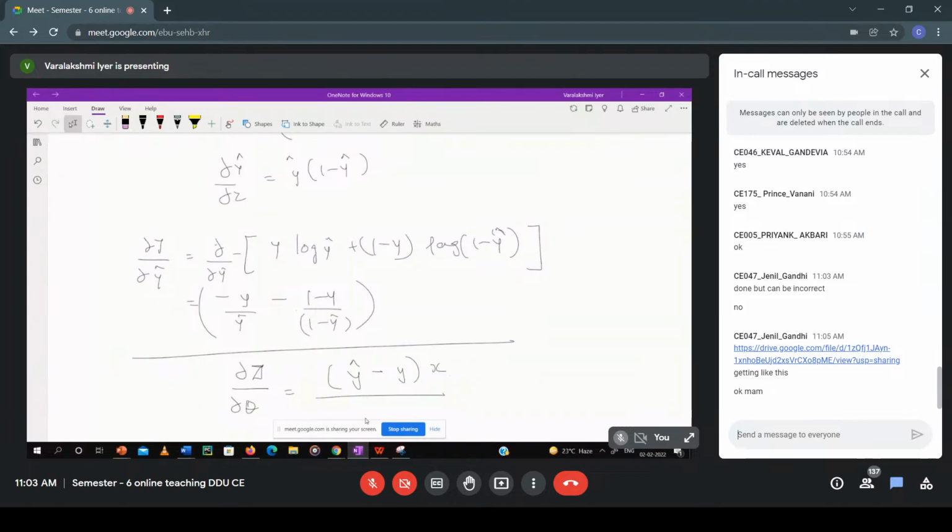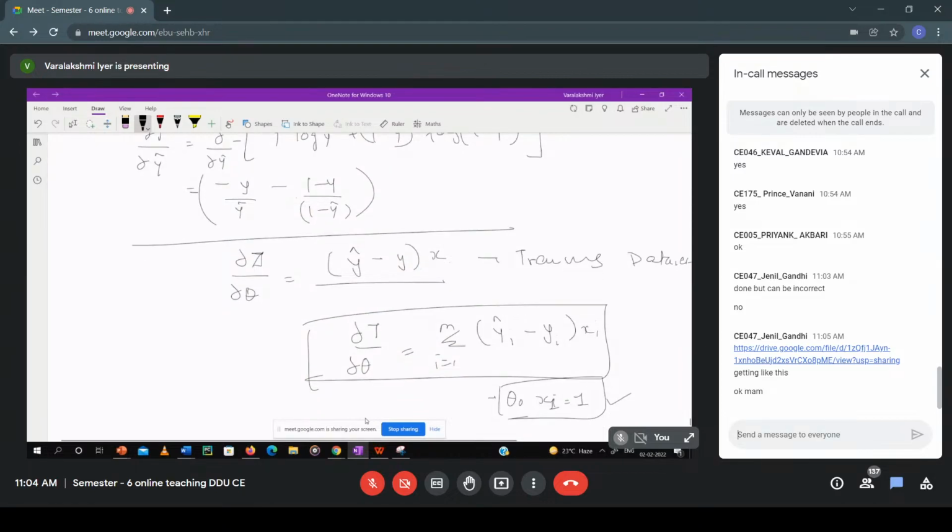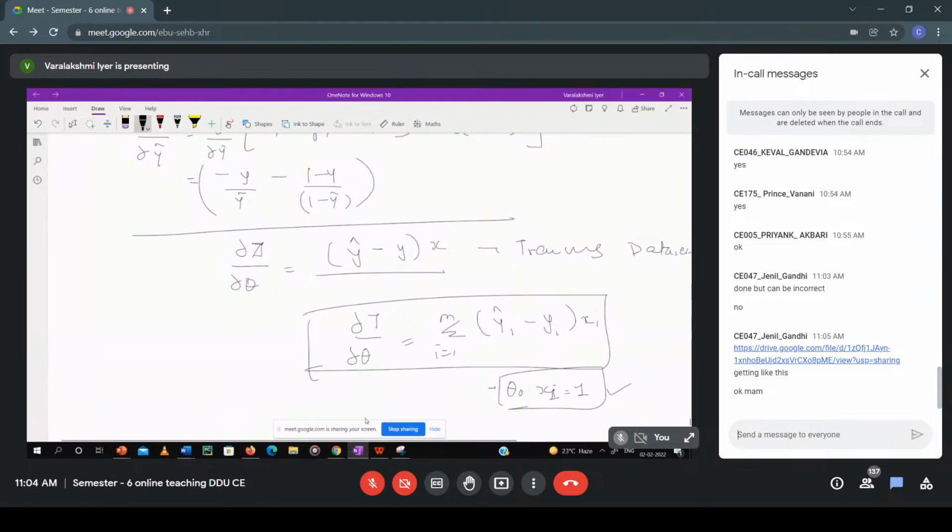So for the entire training data set, del j upon del theta is equal to the summation of i equals 1 to m of y hat i minus yi into xi. And for example, for theta 0, xi will be equal to x1, which will be equal to 1. Okay, is everyone clear with this? Yes or no?